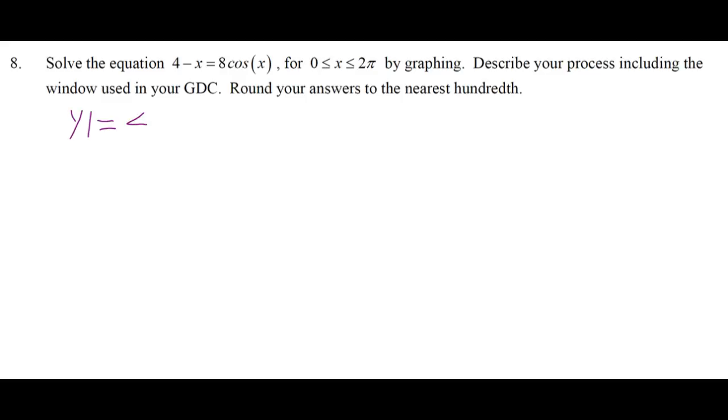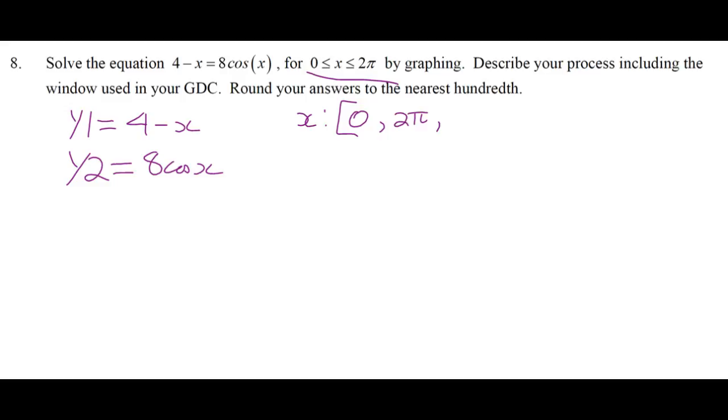So y1 is equal to 4 minus x. y2 is equal to 8 cos x. Okay, what makes a good window then? What mode? Radian, right? Because if that said 0 to 360 degrees, we'd be in degree mode. So radian mode. We're going 0 to 2 pi, by, I don't know, pi over 6, let's say.